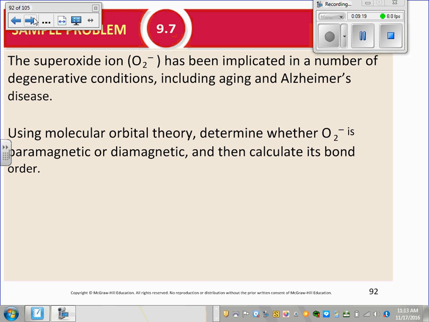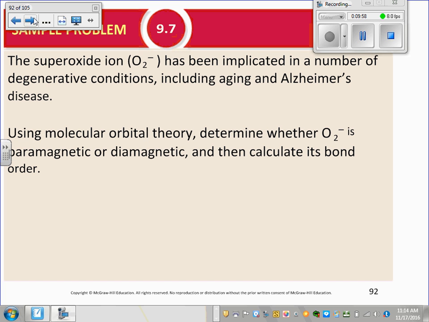The superoxide ion, O2 minus, has been implicated in a number of degenerative conditions, including aging and Alzheimer's disease. So let's see if it's paramagnetic or diamagnetic, and then calculate its bond order. So how many electrons am I dealing with in O2 minus? 13. So oxygen has 6, there's 2 of those plus 1 electron to make it negative.